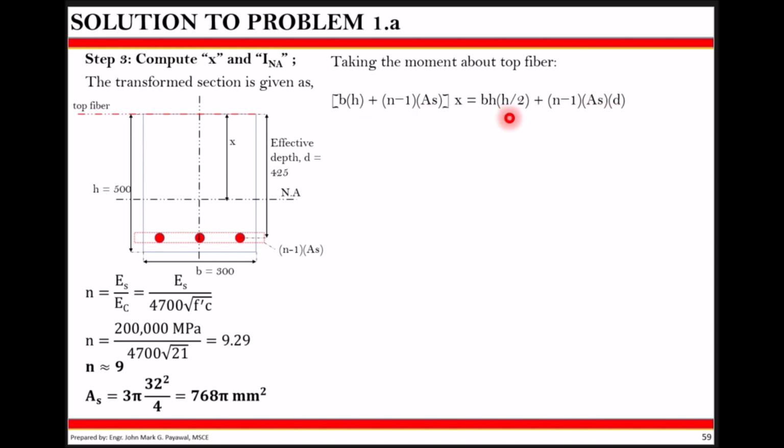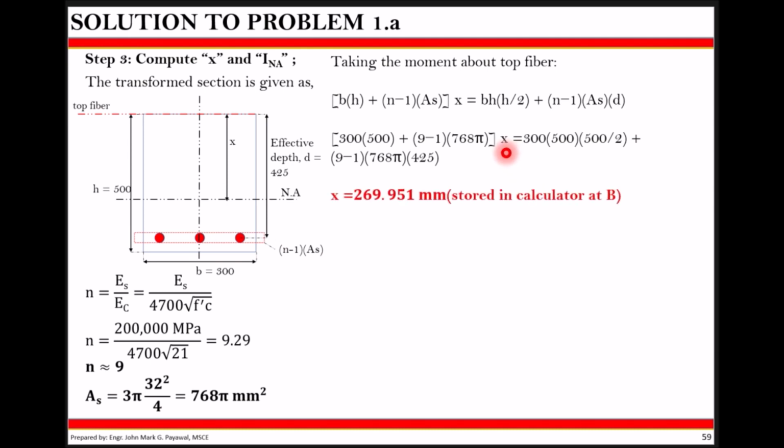In here, we are computing for X. So we will insert all values now from this figure. We can now compute for X. X would turn out to be 269.951 millimeters. We store that on B of our calculators. You must check if this value is correct. So you can use shift solve, or you can simplify the equation first and then compute for your X. So before we proceed, let us first examine this equation.